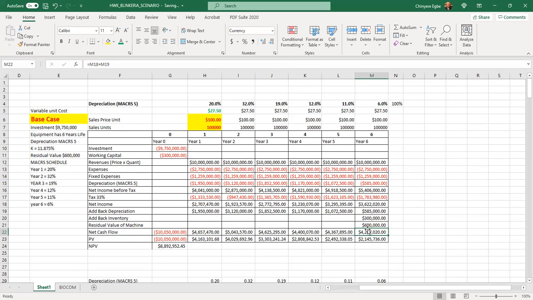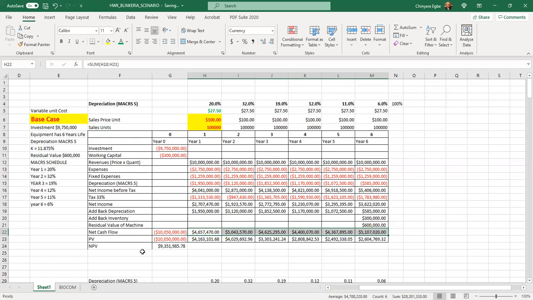All right. So your cash flow, because here the investment is your basic cash flow, and the net cash flow will be the sum of all these numbers. So from net income, depreciation, and that. Okay, and you can drag that down.